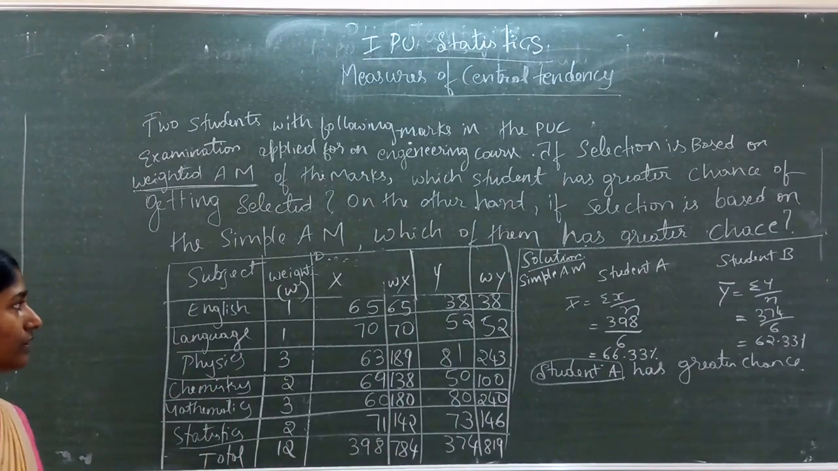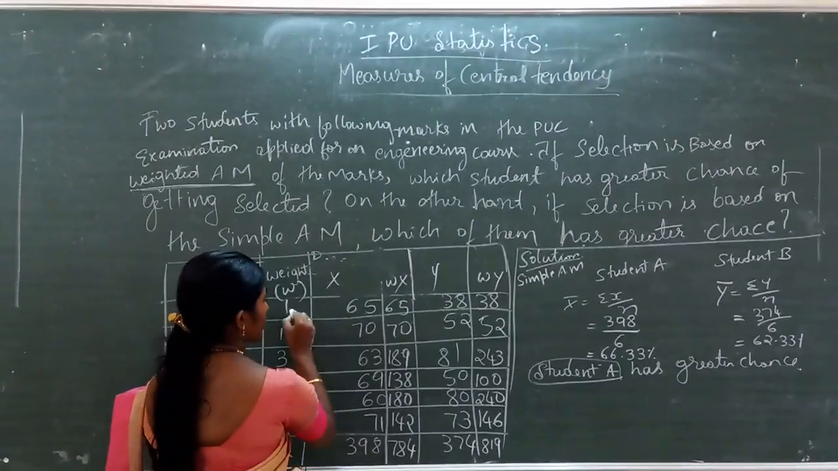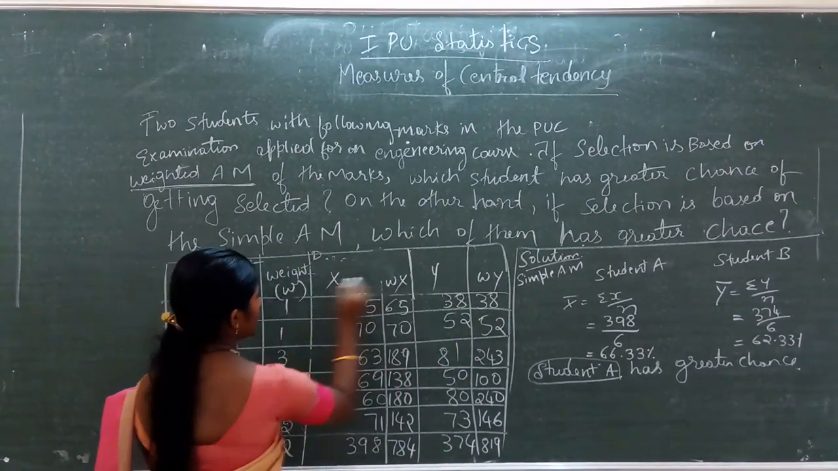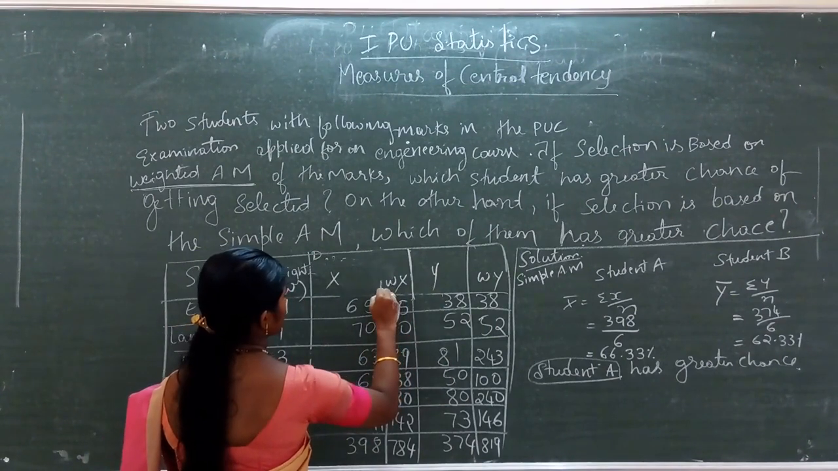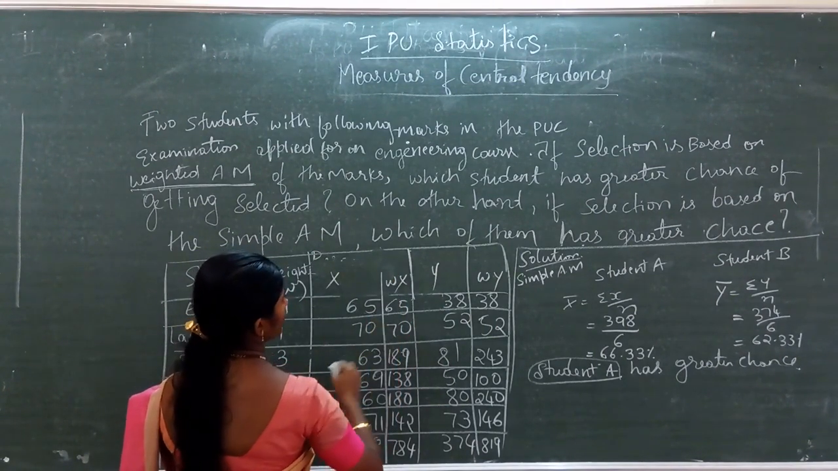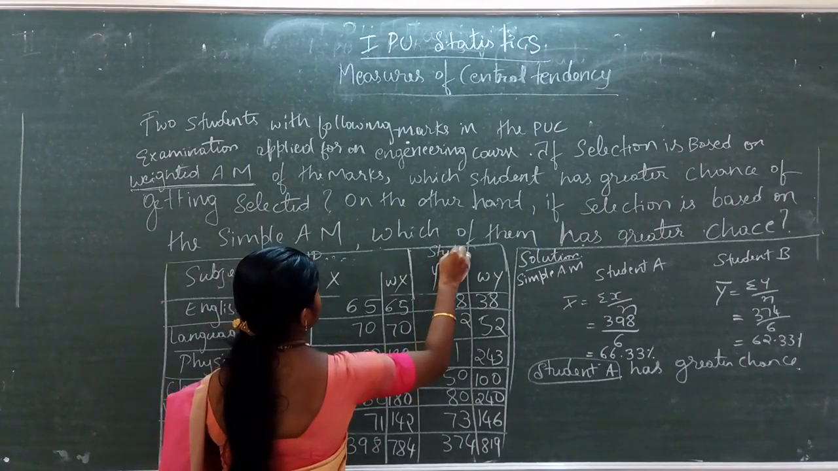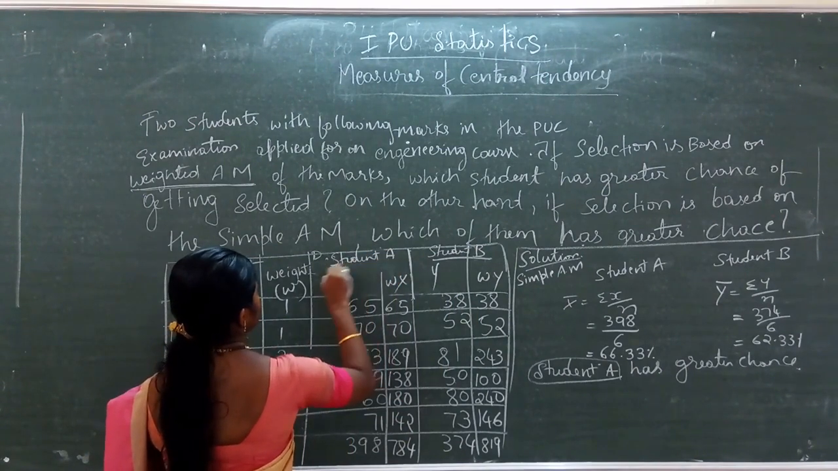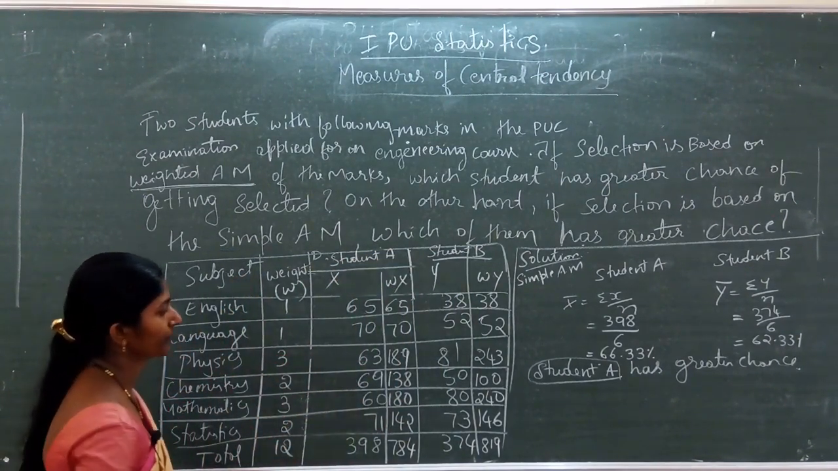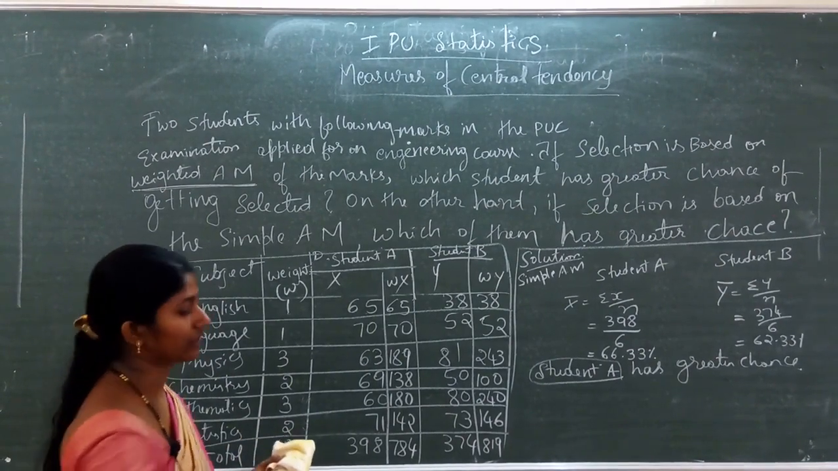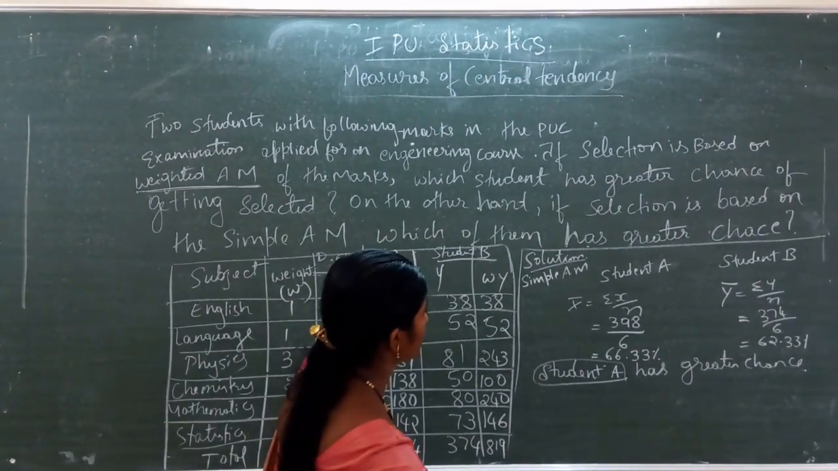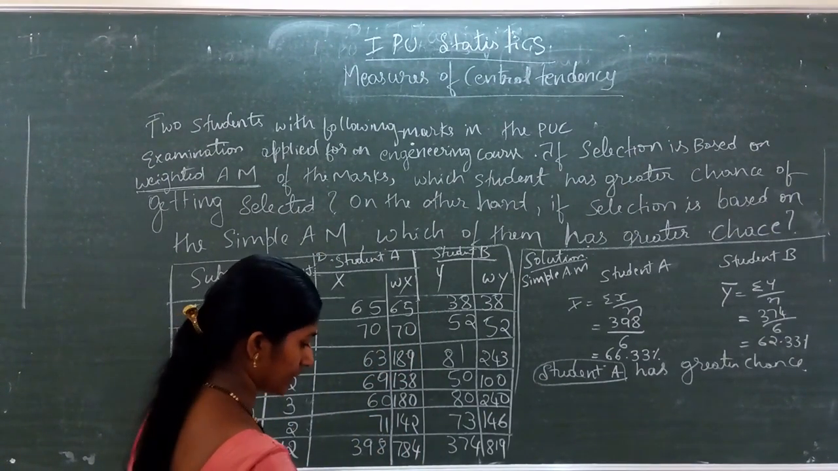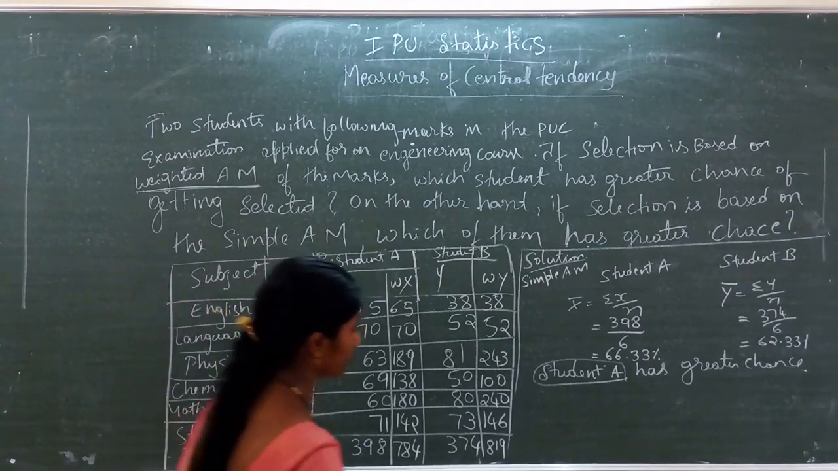See the table. W into X we have written here, and for WY, W into Y. This one is student B, and this one is student A. We got both answers. Now apply the formula. Write down the values: 374 and 819, 398 and 784.